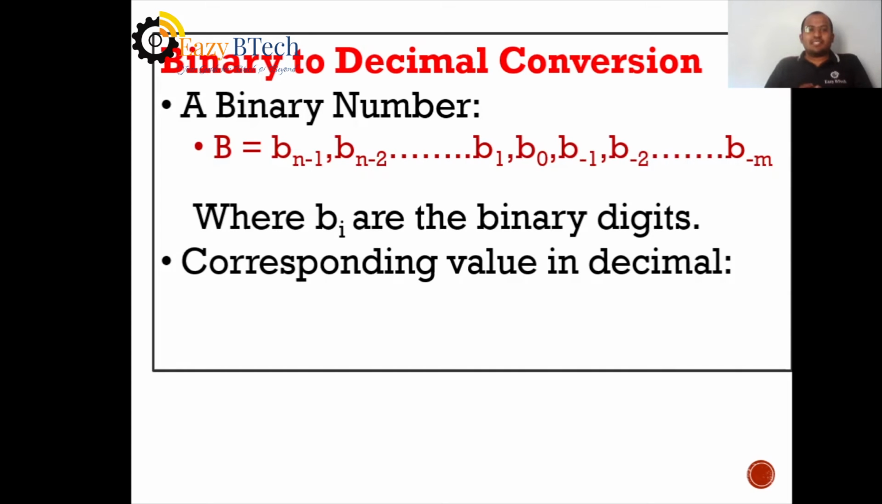In the last lecture, we have seen what is binary number system and what is decimal number system. So in this lecture, we will see how to convert the given binary number to decimal number, and if the decimal number is given, how to find the corresponding binary equivalent. Those two things we will see in this lecture.